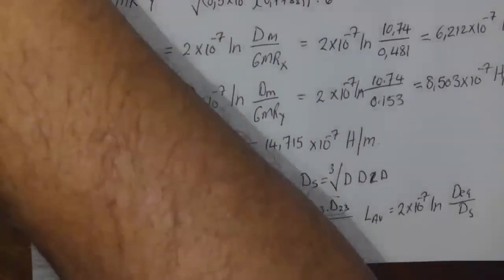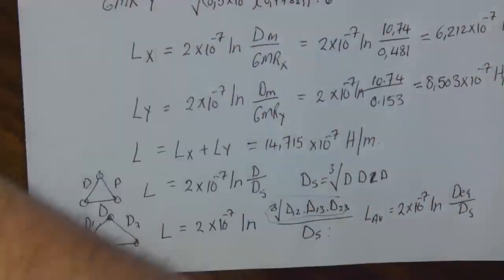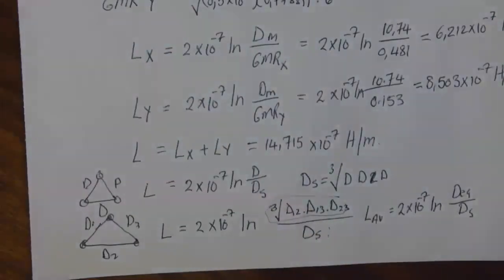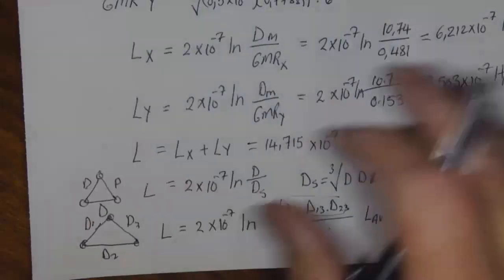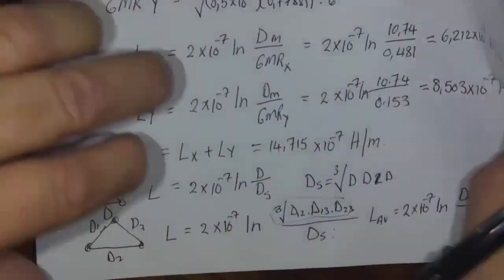Okay, let's look at an example. Then we get inductance calculations for bundled conductors. Amen. This is where things start getting fun. If we have two conductors with a distance D.